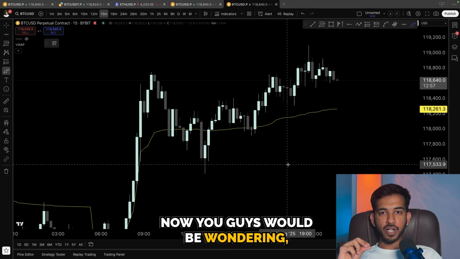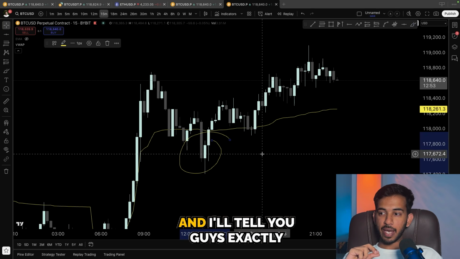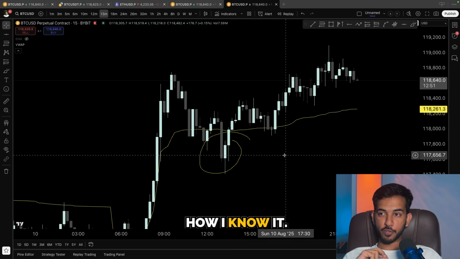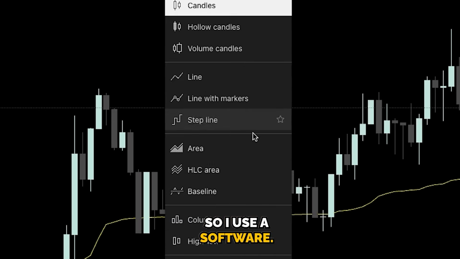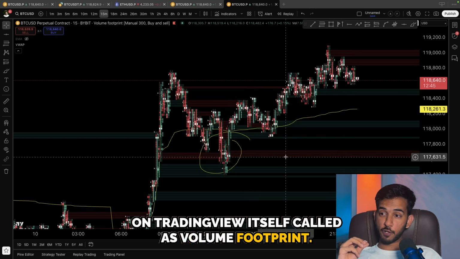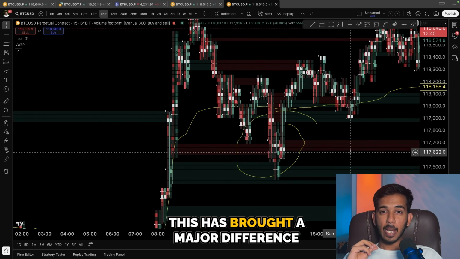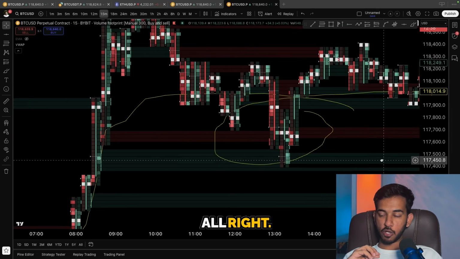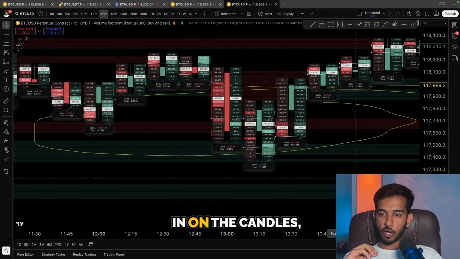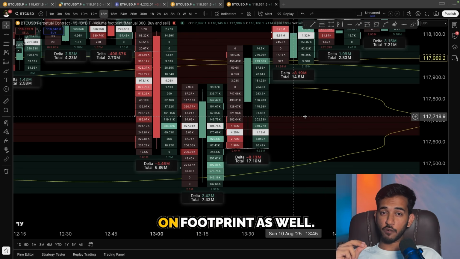Now you guys would be wondering, how do I know that a lot of traders are trapped at this bottom? And I'll tell you guys exactly how I know it. So I use a software, but also this is a feature on TradingView itself called volume footprint. Now I've been using this for years and years, and I'll tell you, this has brought a major difference in my trading. All right, so if I just quickly zoom in on the candles, you guys can see there are certain numbers. I have created a dedicated video on footprint as well.